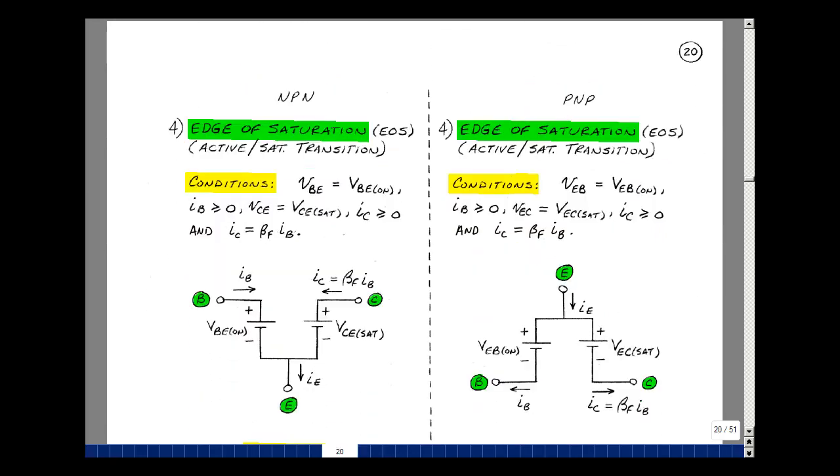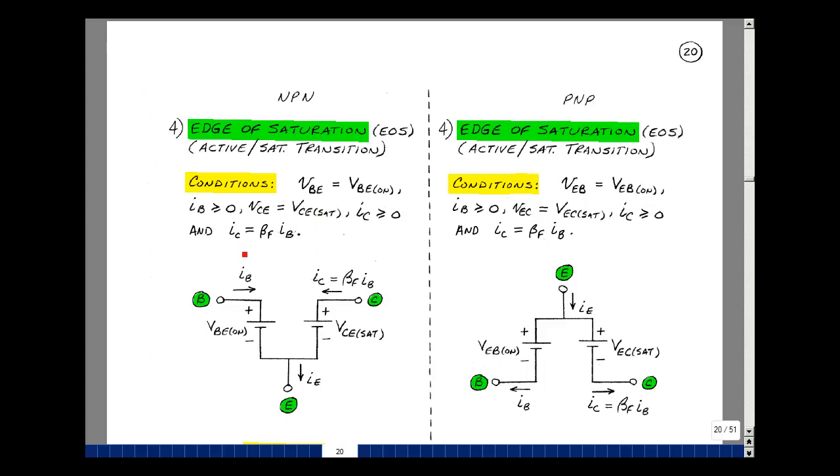Just like the diode, we have transition points. One I'm going to call the edge of saturation. This is where the active and the saturation regions overlap. We take our two models. They both had that VBE equals VBE on. They both had that I sub B was greater than or equal to 0. They both had that I sub C was greater than or equal to 0. But to be in the active, we had greater than or equal to, and in saturation, we had equal to. So we're just going to take the intersection of those two.